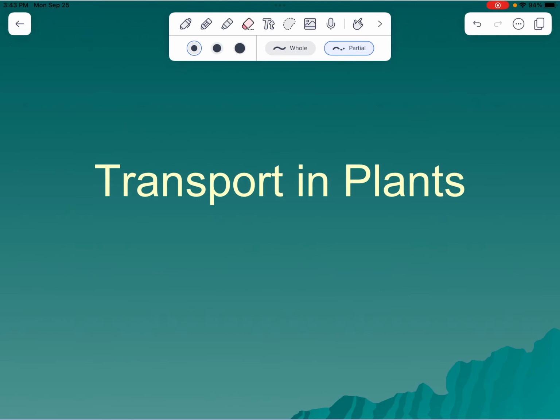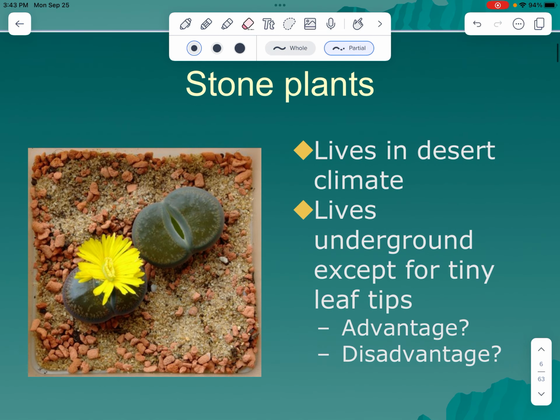In this presentation, we're going to talk about how plants transport water and nutrients. So we're going to first start by talking about these stone plants. And these are tiny plants that live out in the desert. And when fully grown, their leaf diameter ranges anywhere between 1 to 2 inches.